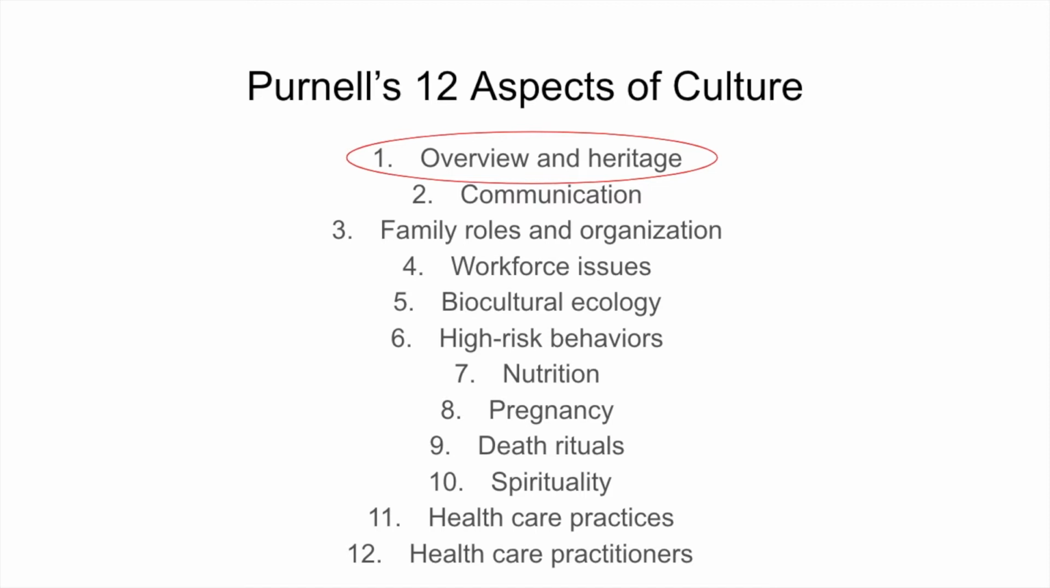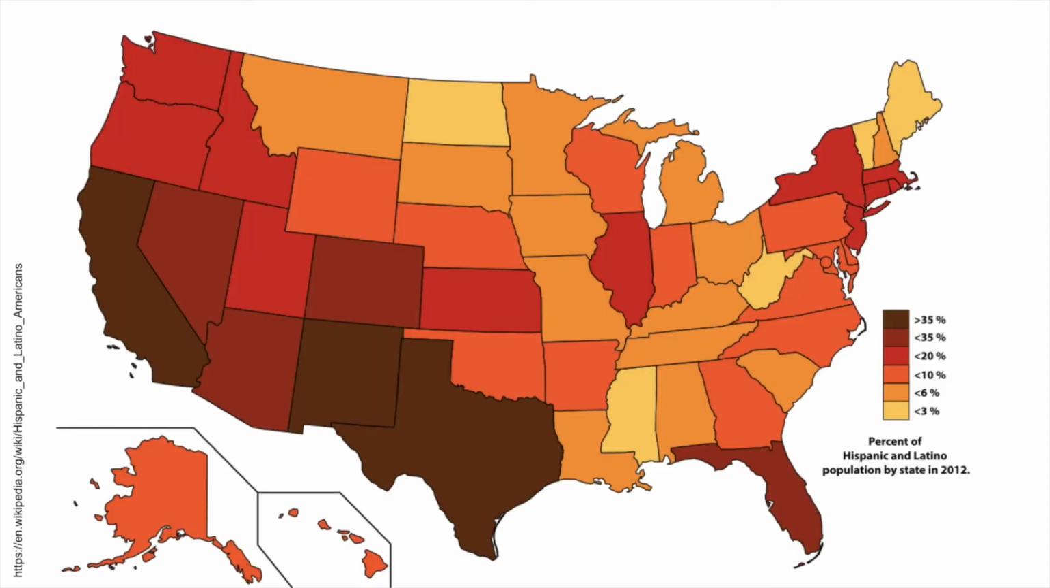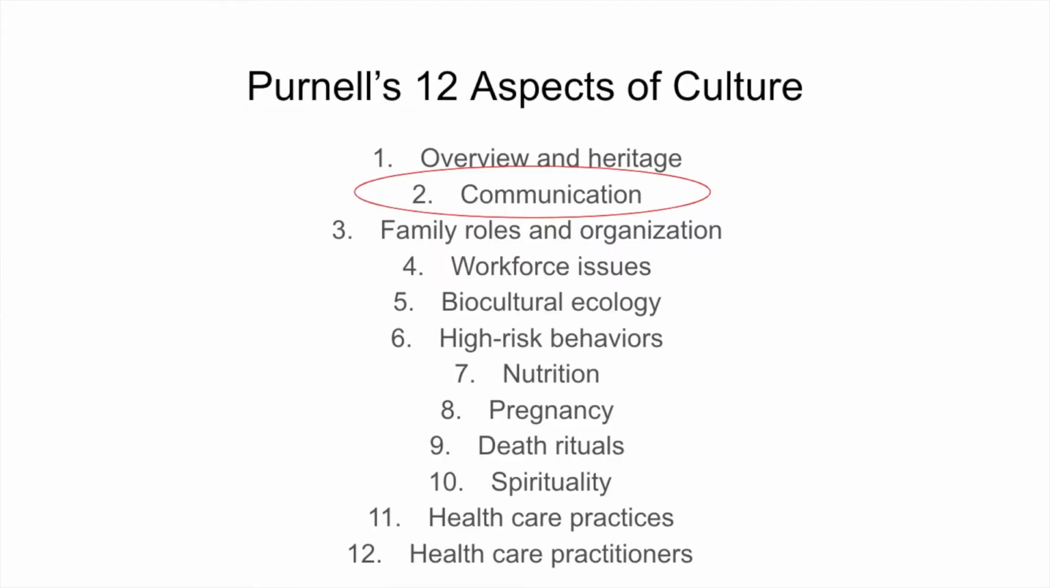The first aspect of culture is overview and heritage. Hispanics are the largest emerging group in the U.S. The terms Hispanic and Latino can be used interchangeably. 66% of Hispanics are Mexican and 99% live in urban areas. 80,000 Spanish-speaking settlers lived in areas lost by Mexico during the Texas Rebellion, Mexican War, and Gadsden Purchase.